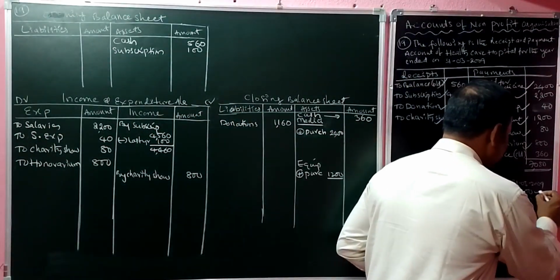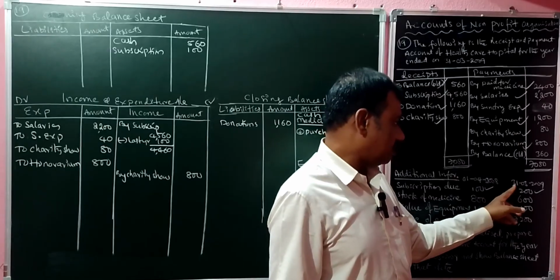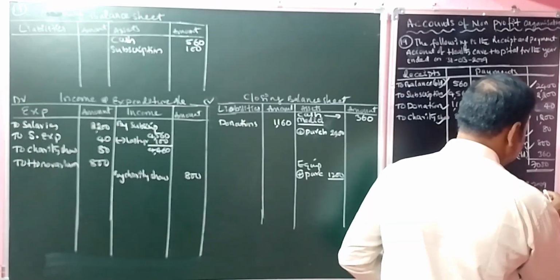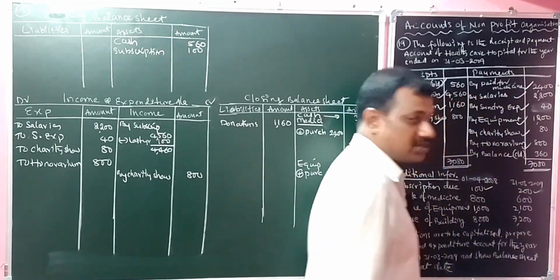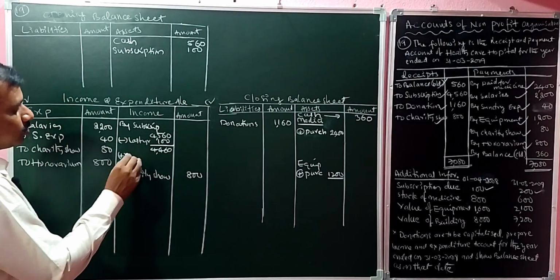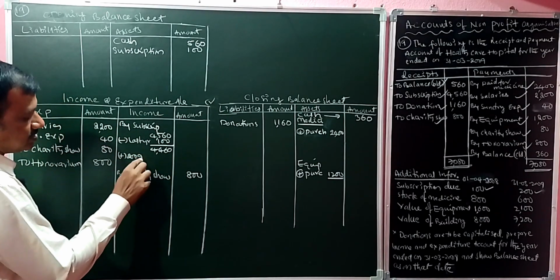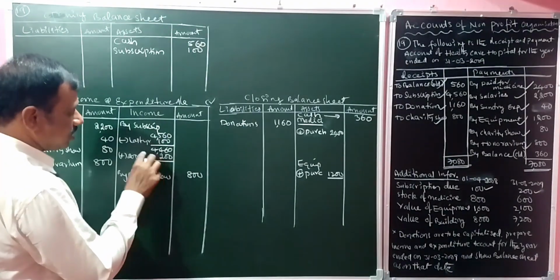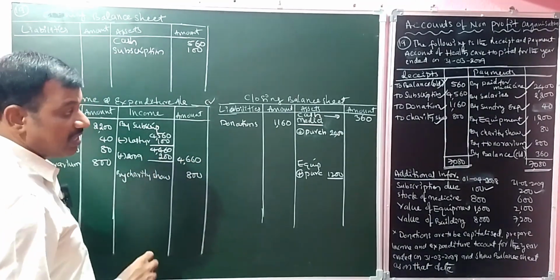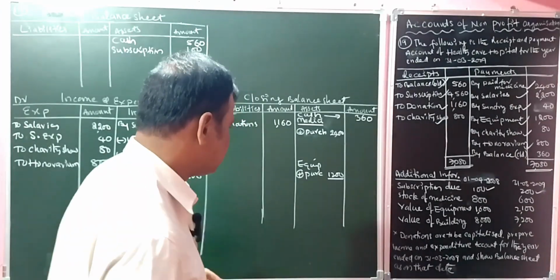Next, the closing value. Subscriptions on 31st March 2009 are also taken two times. The first time it is added to subscriptions, and the second time it goes on the closing balance sheet asset side. First time added to subscriptions: the 2009 subscription value given is 200 rupees. So the outer column is 4660. The second time, on the closing balance sheet asset side, write subscriptions.